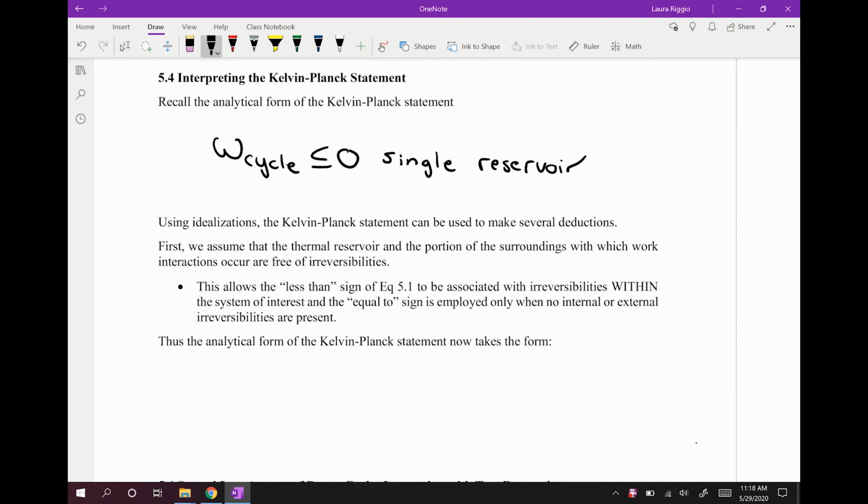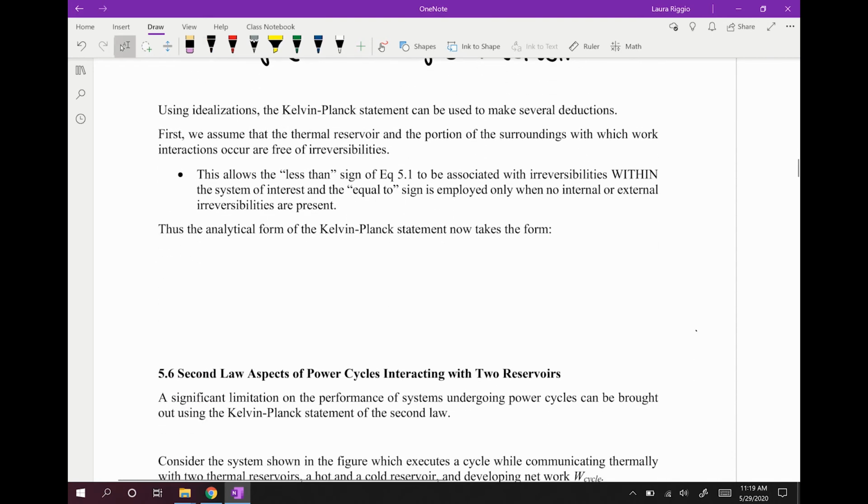First, we assume that the thermal reservoir and the portion of the surroundings with which work interactions occur are free of irreversibilities. This allows a less than sign to be associated with irreversibilities within the system, and an equal to sign to be employed when there are no internal or external irreversibilities.